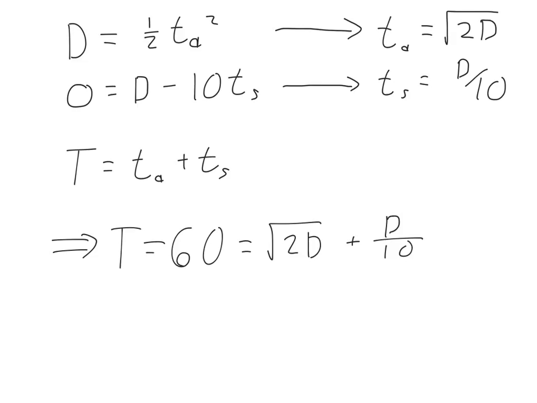Alright, so if I want to figure this out, I'm probably going to have to square both sides of this equation. And to make sure that when I square both sides I don't still have a square root, I'm going to move this term over, so I can rewrite this equation as 60 minus d over 10 equals the square root of 2d. I can square both sides, and since I'm going to be squaring this entire term, I'm going to actually have to FOIL it out. It's going to be a little bit of fun algebra work.